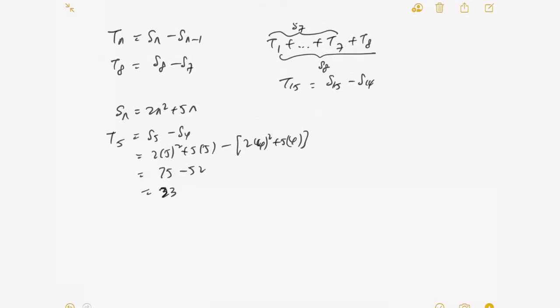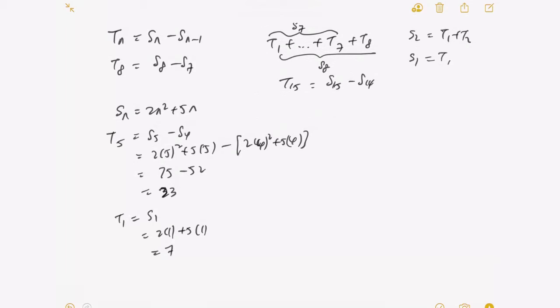Okay, now what if you want to find the first term? Well, remember, first term is actually S1. I know it sounds weird. S2 is the sum of the first two terms. S1 is the sum of one term. That means your S1 is the same as T1. So if you sub 1 inside, you should get 7.